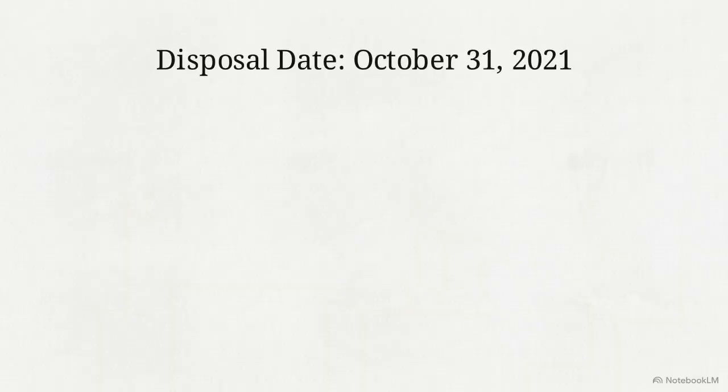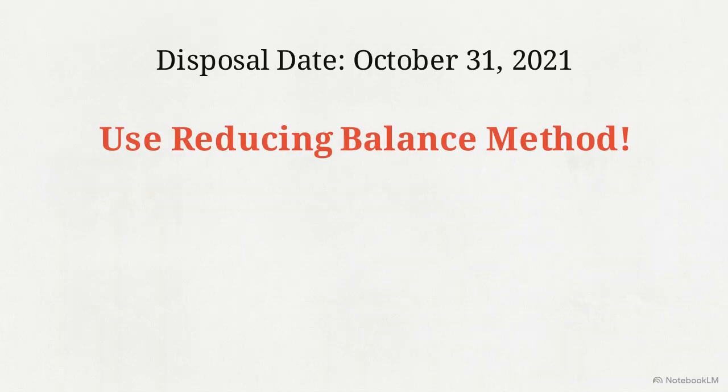Now it's your turn. The business sells this motor vehicle on October 31st, 2021. Pause the video and calculate the final depreciation charge. And remember, you must use the reducing balance method.